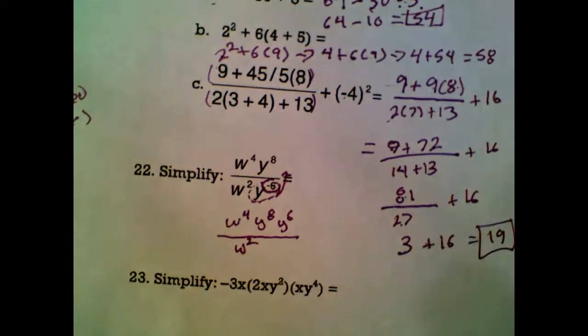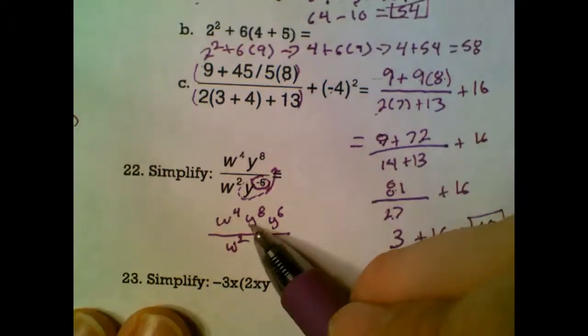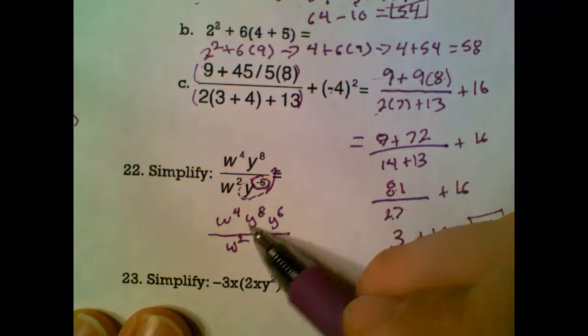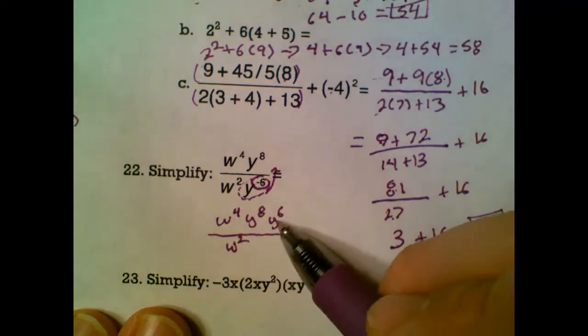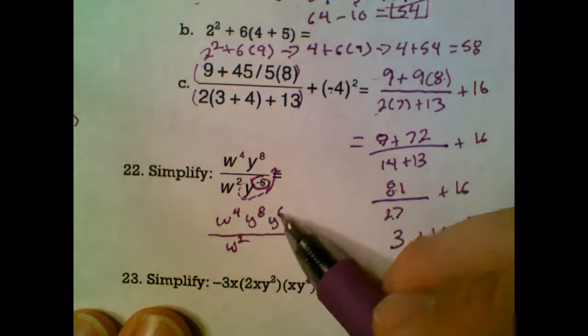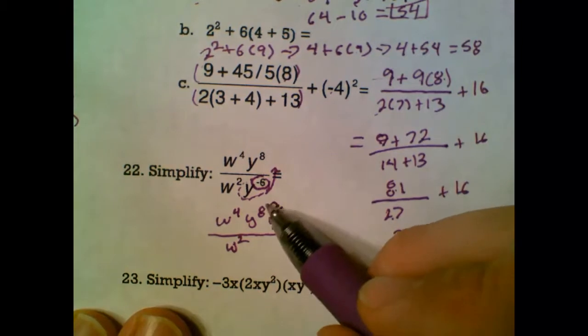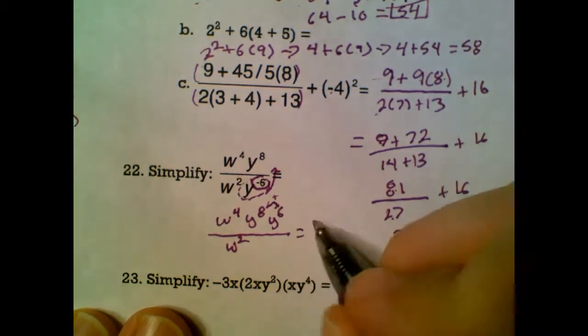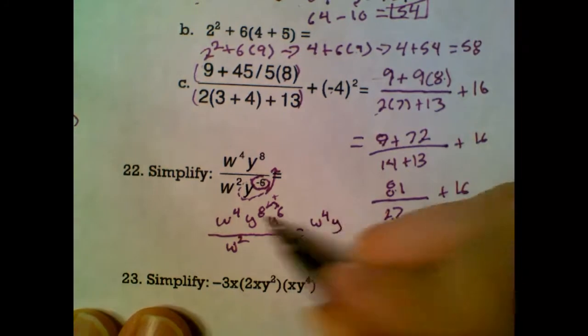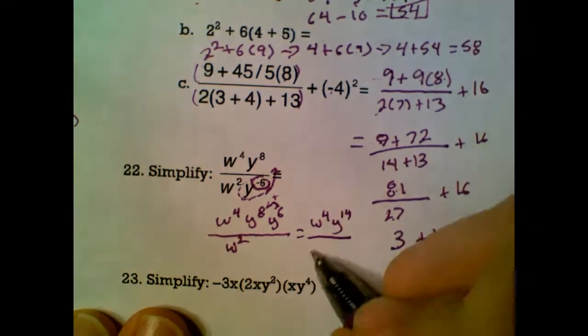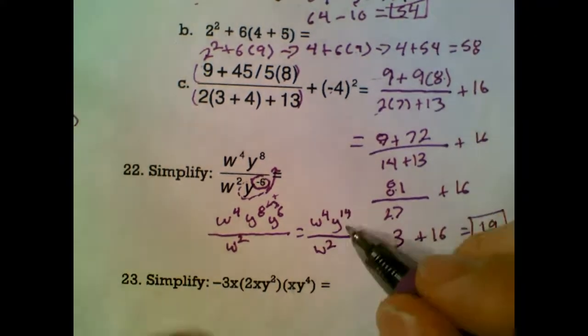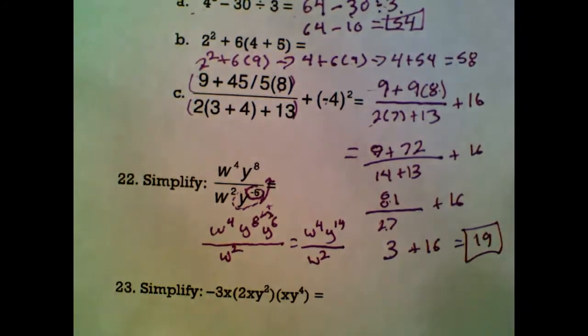Okay. Now can I simplify the top? Well, a little bit I can. Remember the rule, when you have y to the 8 times y to the 6th, what you can do is you can combine these two by adding the exponents right there. We're just going to add those up. So we got w to the 4, y to the 14th, all over w squared. Okay. Now, the top is simplified as much as it can be, and so is the bottom.